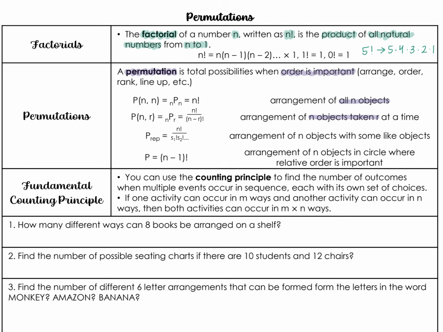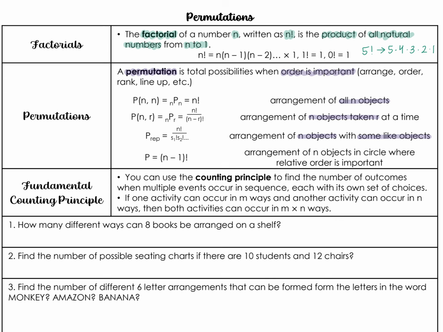Then we have the arrangement of n objects where some of your objects are going to be the same. When there's repetition, we have n factorial divided by S1 factorial, S2 factorial, and so on. We get these numbers by looking at what repeats and how many times it repeated. And we'll see an example like this down below.